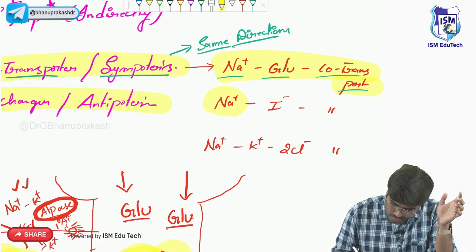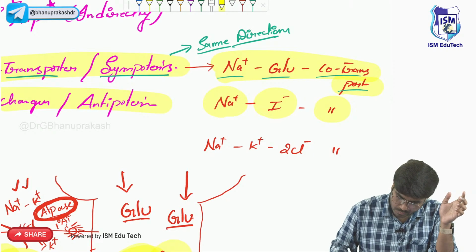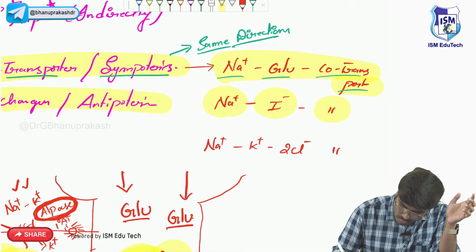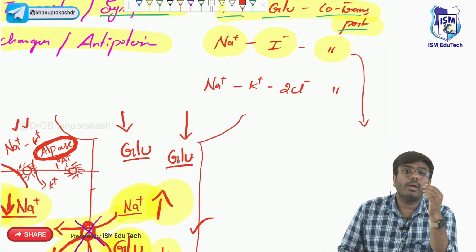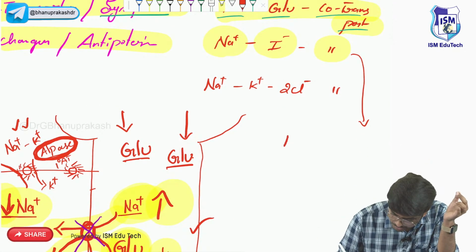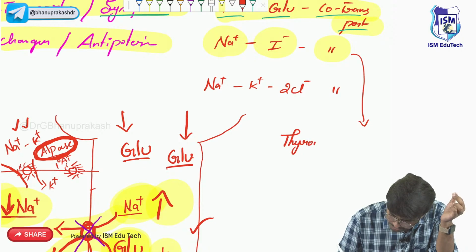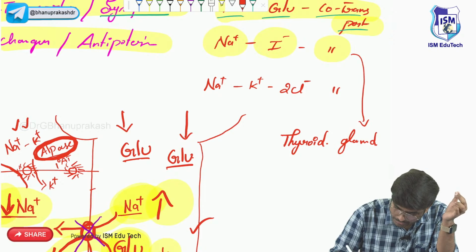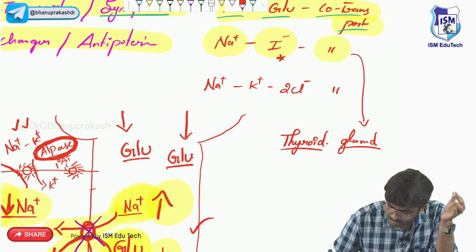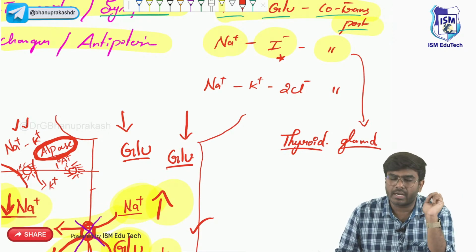Now, second question, sodium iodide co-transport. Where exactly does the sodium iodide co-transport happen? In which part of your body? In the thyroid gland. Very, very important. You need iodine, right? So the sodium iodide co-transporter is present in the follicular cells of the thyroid gland.